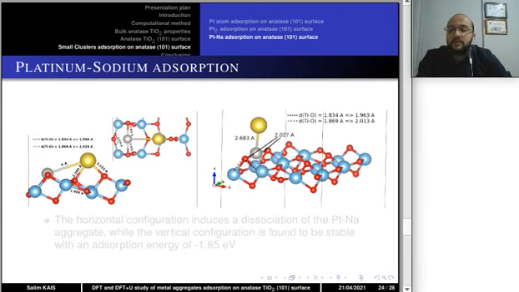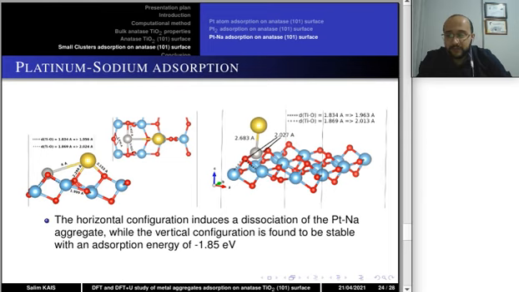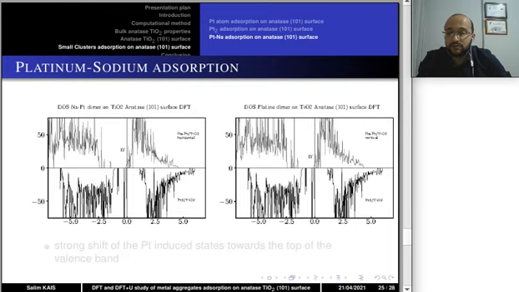There are 2 possible configurations for platinum-sodium adsorption on the anatase surface, perpendicular and parallel to the titanium-oxygen bond plane. The horizontal induces a dissociation of the platinum-sodium aggregates, while the vertical configuration is found to be stable with an adsorption energy of minus 1.85 electron volts. After the platinum-sodium aggregates adsorption, the electronic structure undergoes deep changes because of the strong shift of the platinum-induced states toward the top of the valence band.